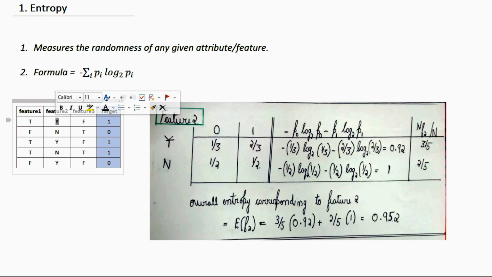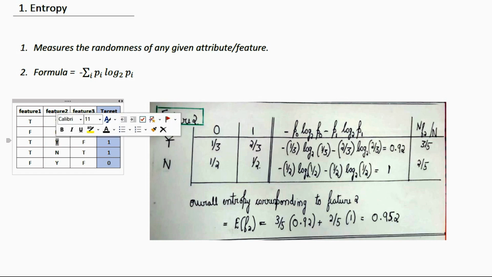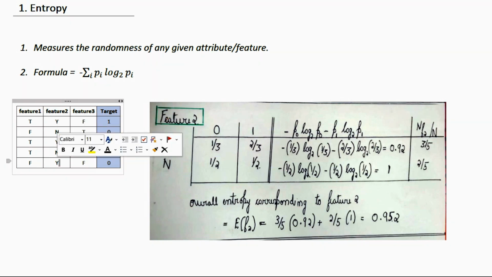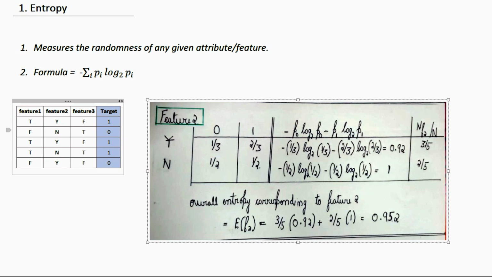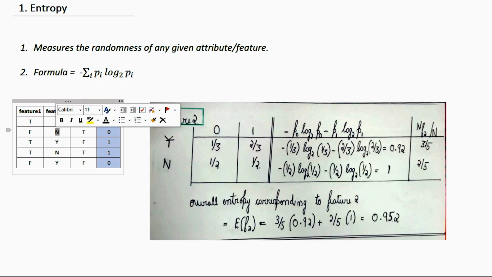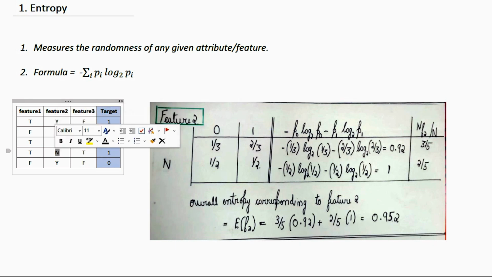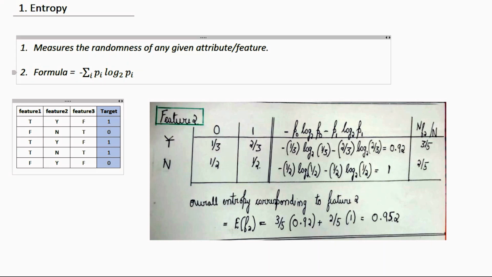So the two instances being this, feature 2 being equivalent to y and the target being 1, and the feature 2 being equivalent to y and the target being 1. Likewise, we can have feature 2 equivalent to y and the target is 0, which we have written over here. So there are three instances of feature 2 being equivalent to y, out of which only once it is 0 and twice it is 1. Likewise, there are two instances of feature 2 being equivalent to n, of which one of it is 1 and the other one is 0. So we write half and half over here.